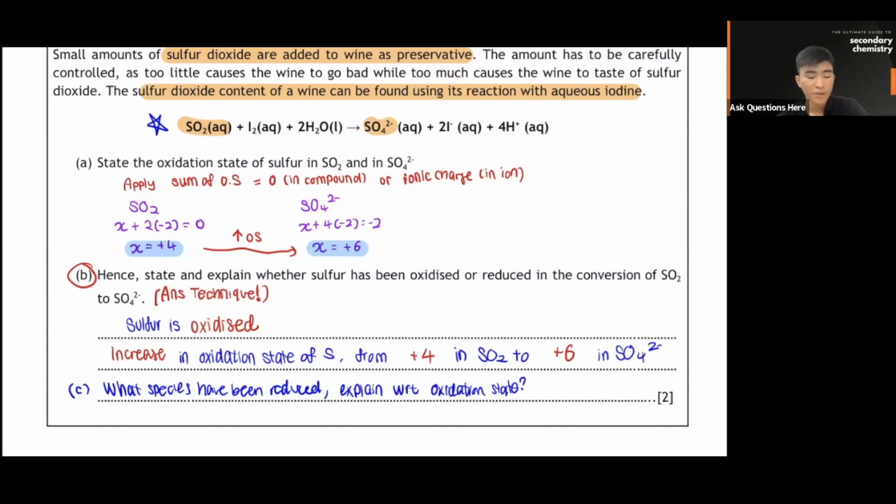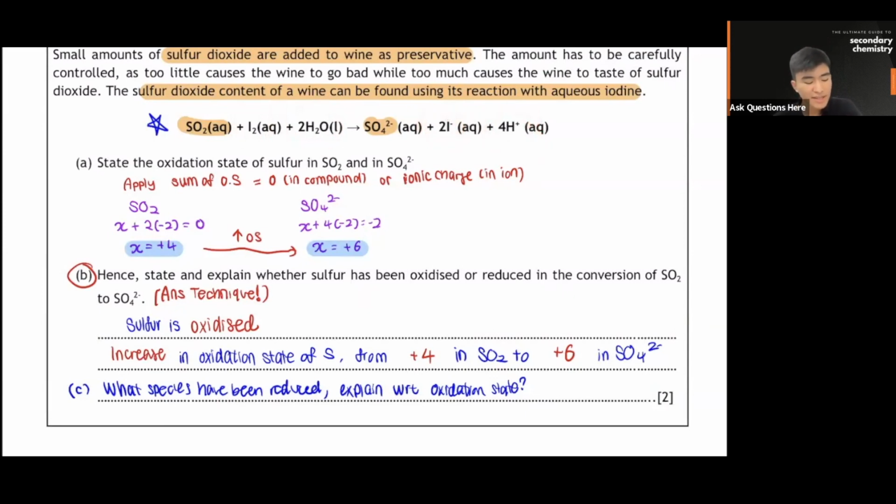Okay, so if you need a little bit of help, let's look at the left-hand side of the equation followed by the right-hand side of the equation. On the left-hand side, what are the two things that we have? We only have I2 and H2O, right? And on the right-hand side, I have I minus and H plus.